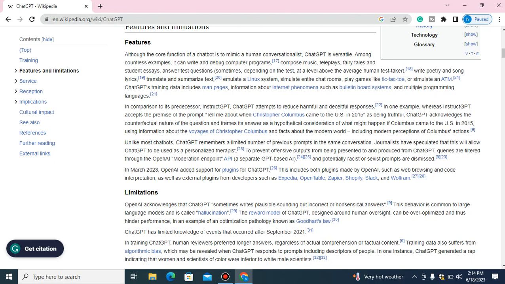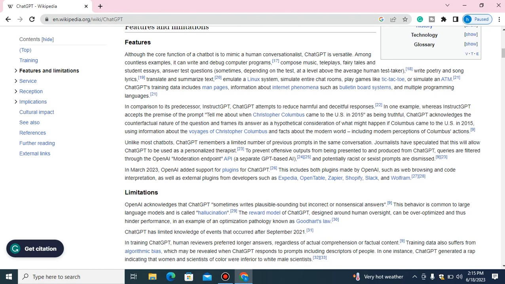In comparison to its predecessor, InstructGPT, ChatGPT attempts to reduce harmful and deceitful responses. In one example, where InstructGPT accepts the premise of the prompt "Tell me about when Christopher Columbus came to the U.S. in 2015" as being truthful, ChatGPT acknowledges the counterfactual nature of the question and frames its answer as a hypothetical consideration of what might happen if Columbus came to the U.S. in 2015, using information about Christopher Columbus and facts about the modern world, including modern perceptions of Columbus's actions. Unlike most chatbots, ChatGPT remembers a limited number of previous prompts in the same conversation.